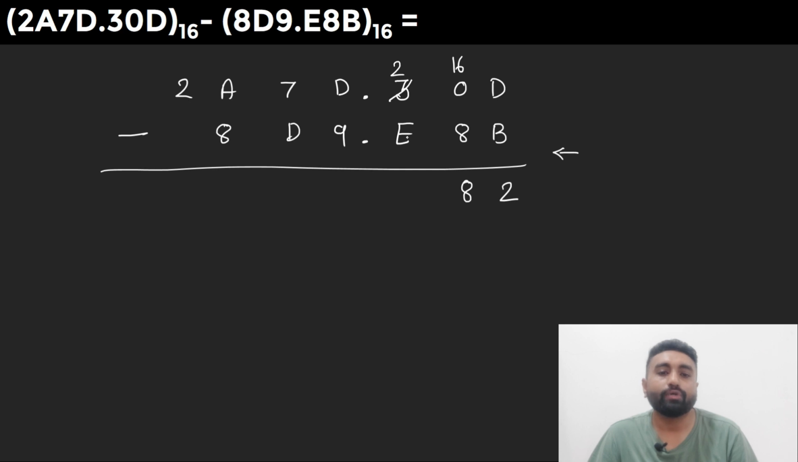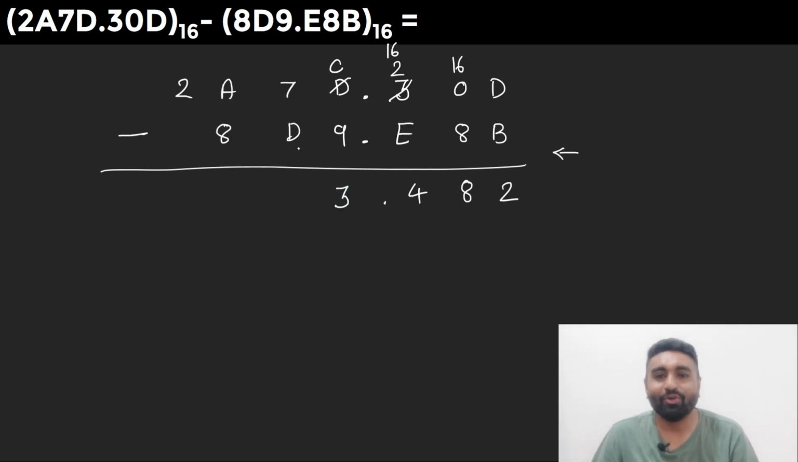Now again 2 cannot be subtracted from E, so we will take a borrow. So 16 plus 2 is 18, and from 18 we need to subtract 14. So the answer will be 4. So C minus 9: C is equal to 12. So 12 minus 9, the answer will be 3.